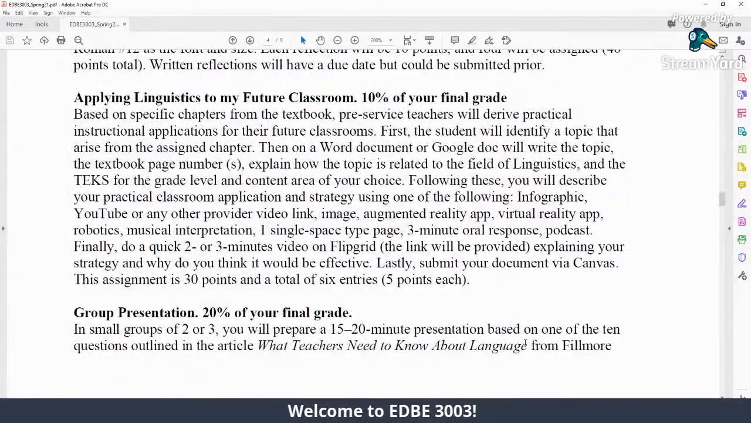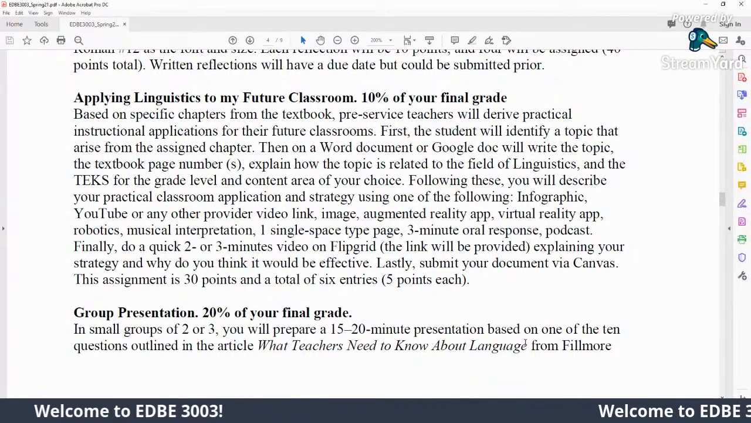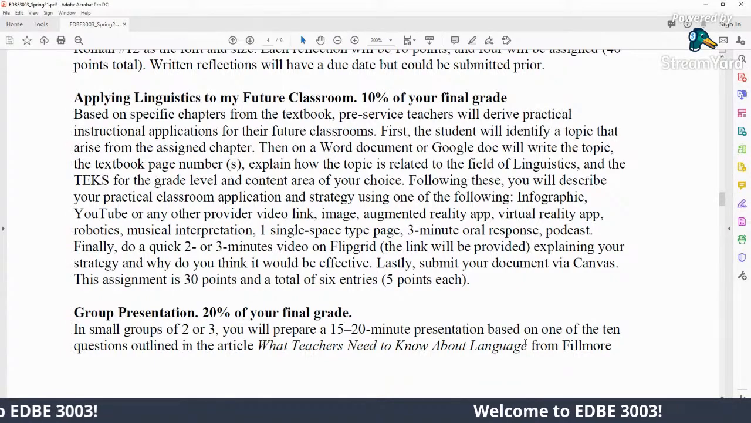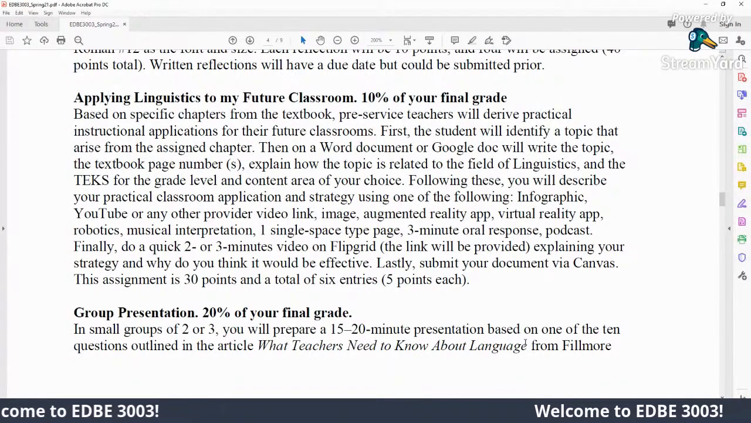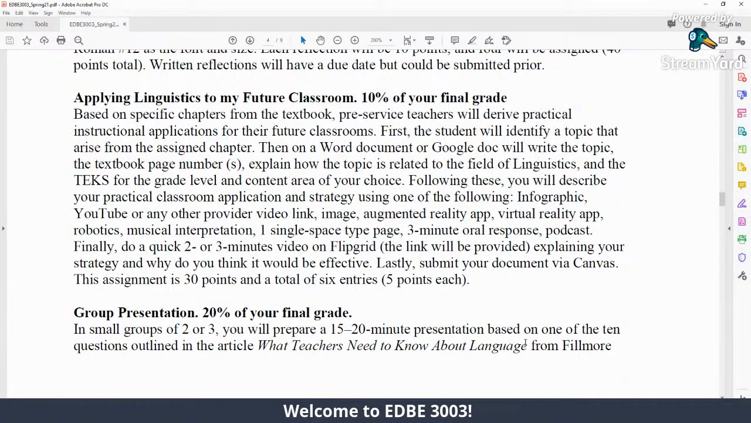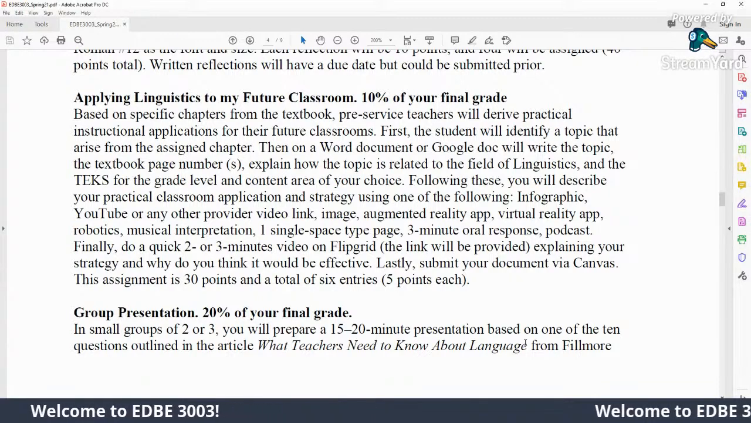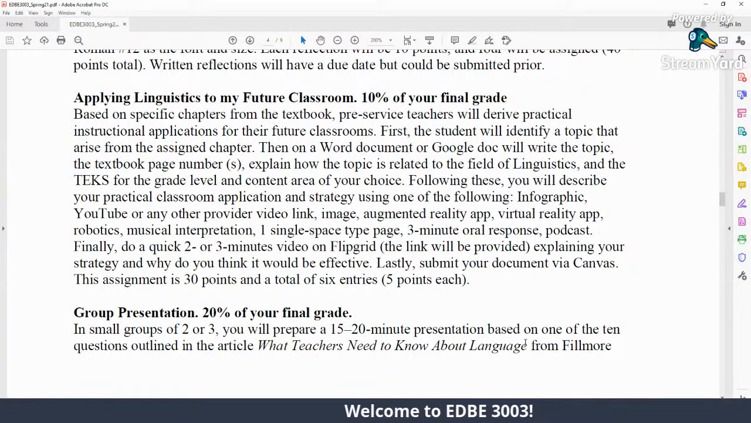Applying linguistics to my future classroom. This is 10% of your final grade. Based on specific chapters from the textbooks, pre-service teachers will derive practical instructional applications for their future classrooms. First, the student will identify a topic that arises from the assigned chapter. Then, on a Word document or Google Doc, you'll write the topic, the textbook page number, and explain how the topic is related to the field of linguistics and the TLCs for the grade level and content area of your choice.